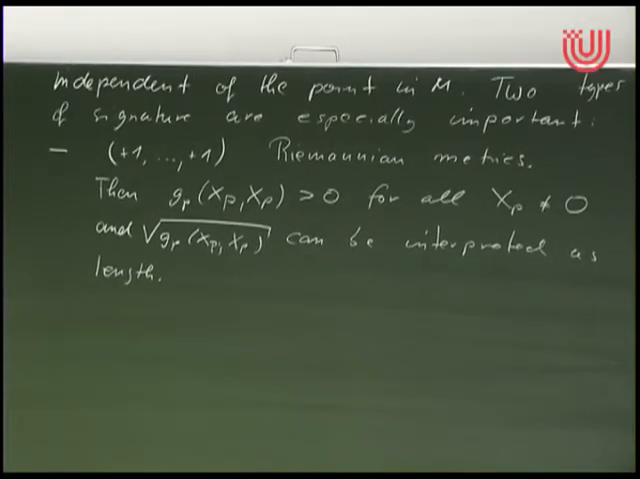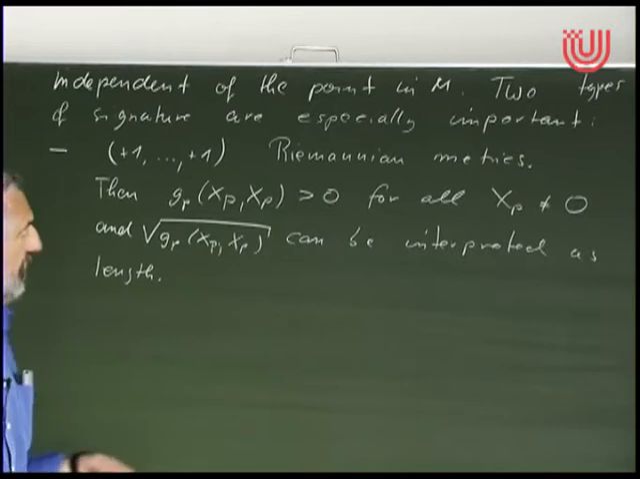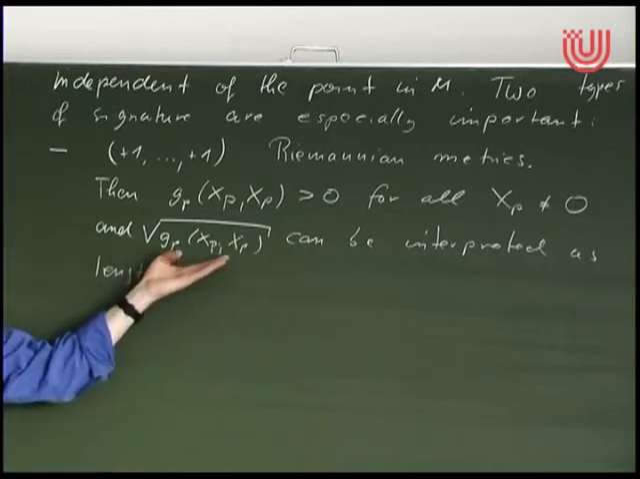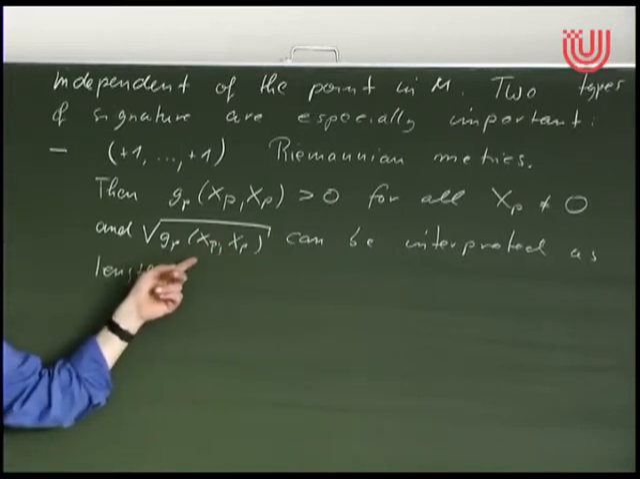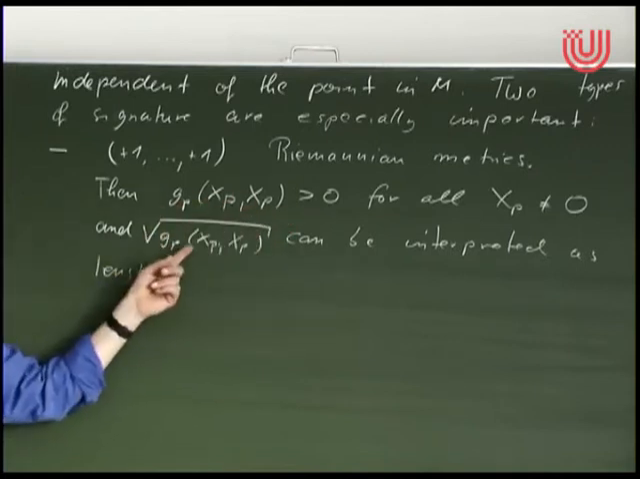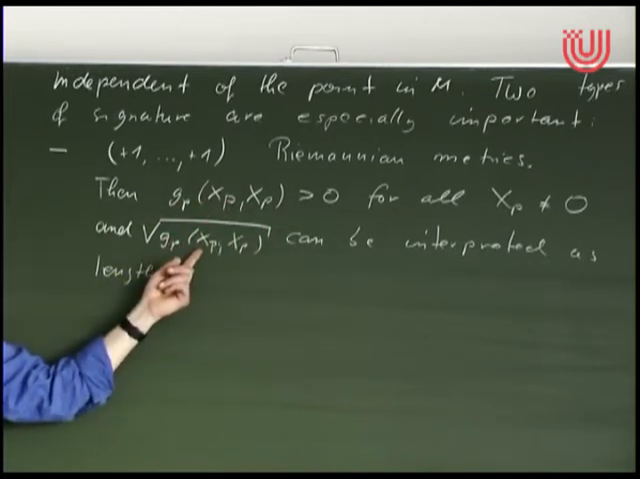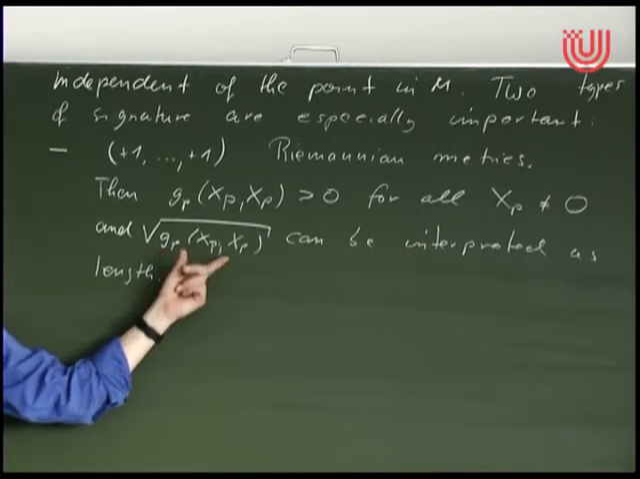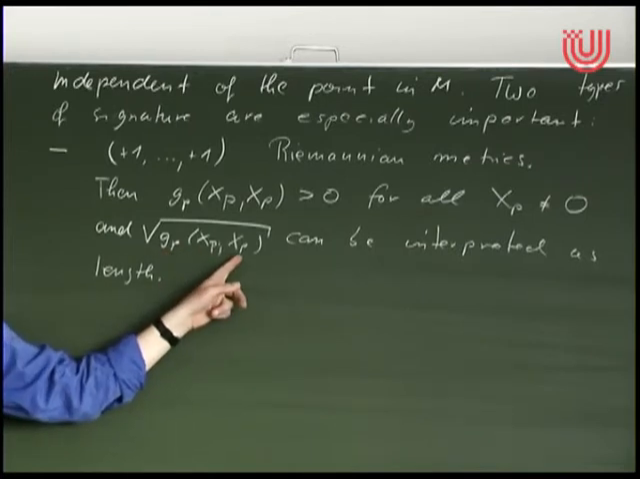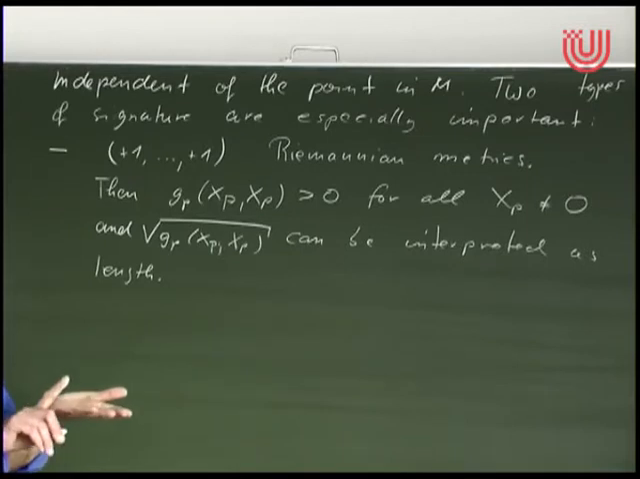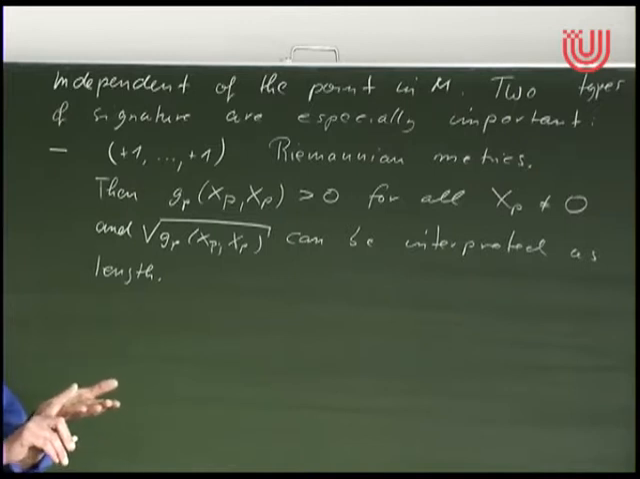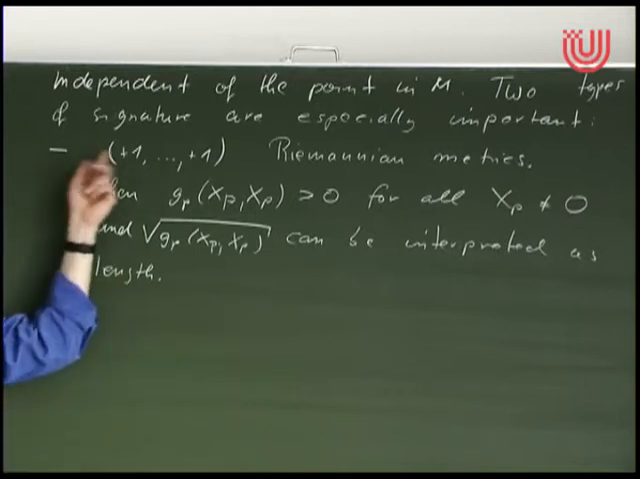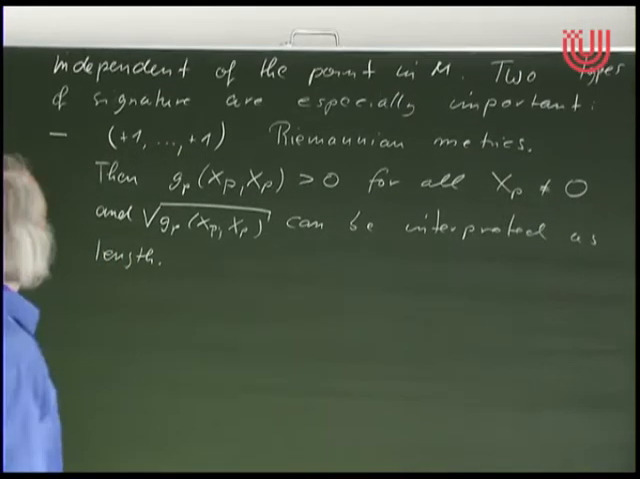And another important thing is that in this case, the orthogonal complement is linearly independent of the vector. Because this is non-zero, unless X_p is a zero vector. So whenever I have an X_p different from 0, this is not 0. This means the vector X_p is not orthogonal to itself. So it's not contained in its own orthogonal complement. Yeah, it's linearly independent of its orthogonal complement. So the vector itself and its orthogonal complement span the whole space. That's an important property for this signature, not for arbitrary signature.